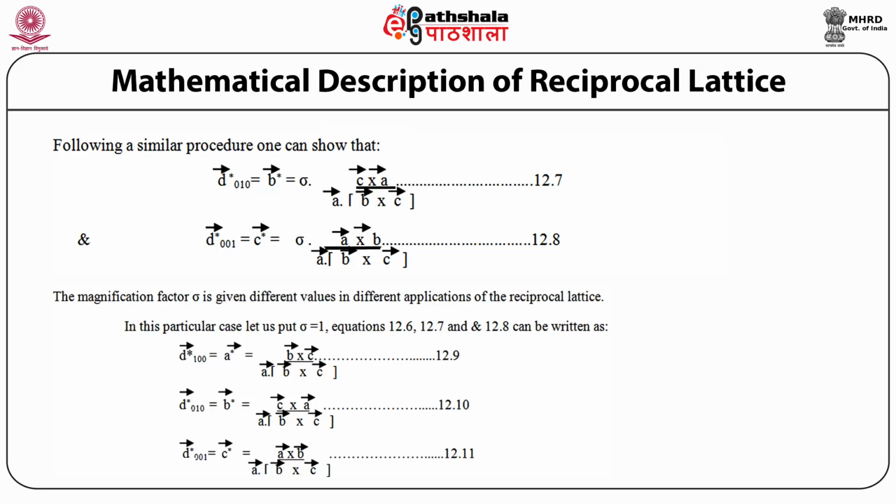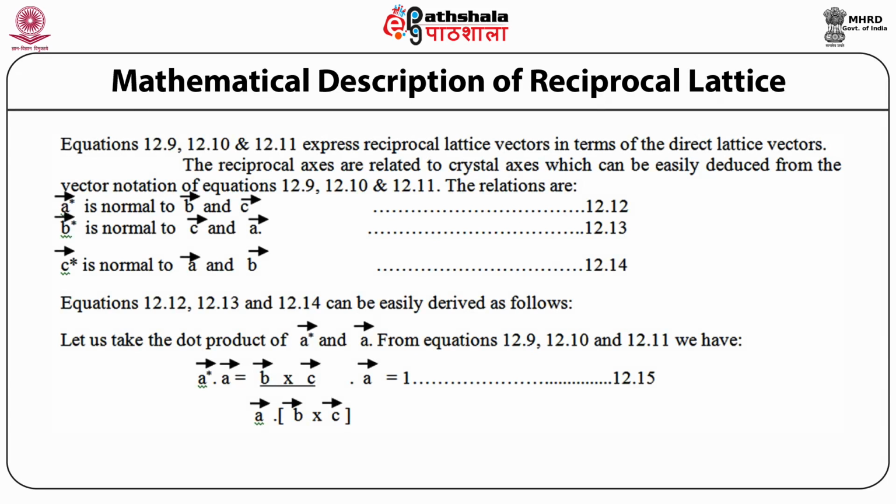Similarly, d*(010) vector is equal to b* vector, which is equal to c vector cross a vector upon a vector dot b cross c, which is given as equation 12.10. d*(001) vector is equal to c* vector is equal to a cross b upon a vector dot b vector cross c vector, which is given as equation 12.11.